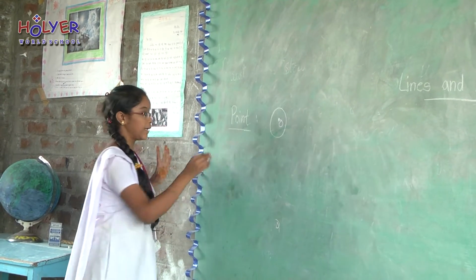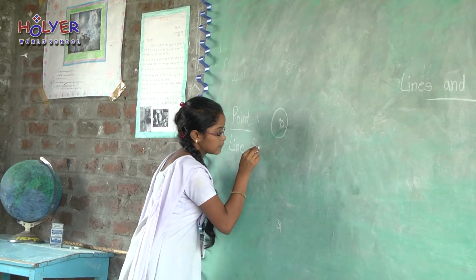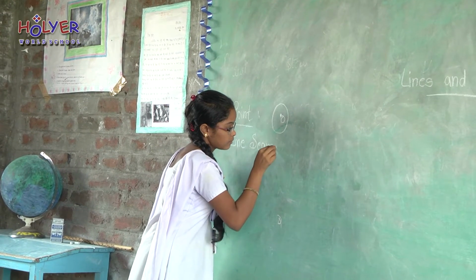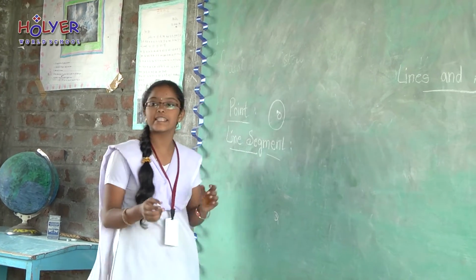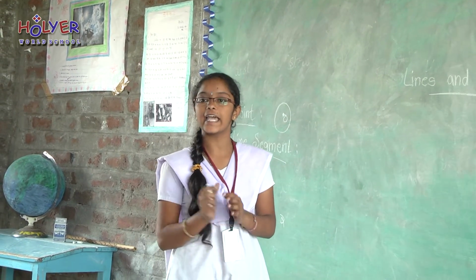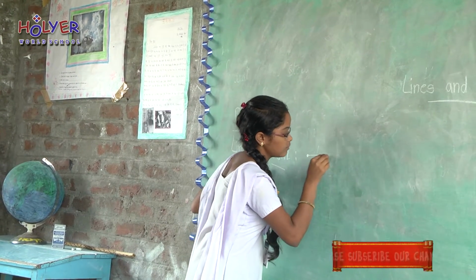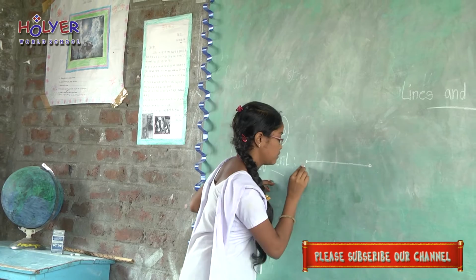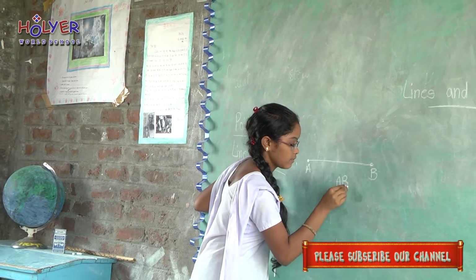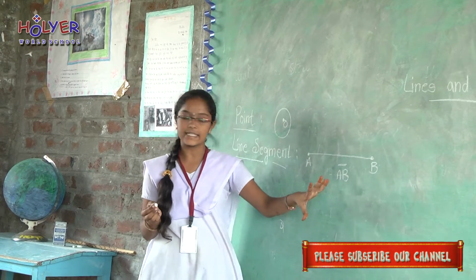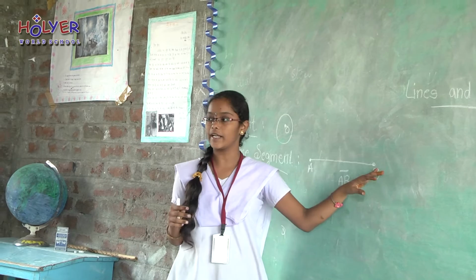Next, line segment. A line segment is a part of a line. It has two endpoints. This is line segment AB. Here there are two endpoints, point A and point B.